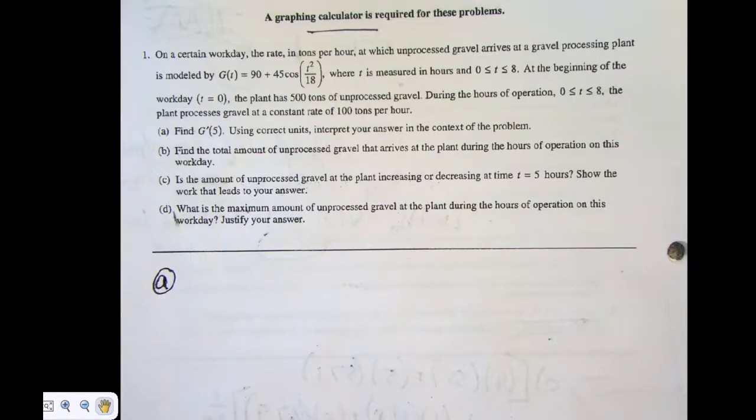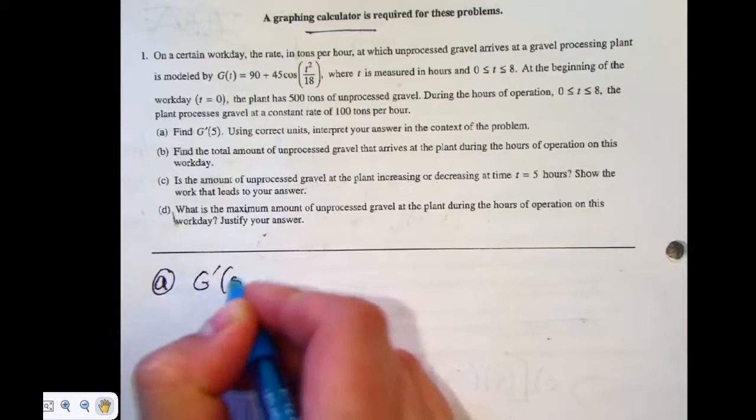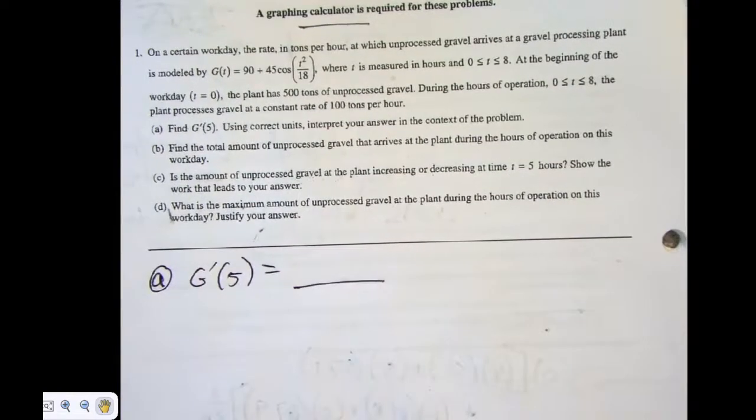But do we still have to write down what we've done? All you're going to write is G prime of 5 equals, and then you put units and describe it. So the question is, can you take the derivative at a point in your calculator? That's what I'm trying to check right now. So graph it, and then I think it's F5, with all the math commands, find the dy/dx.